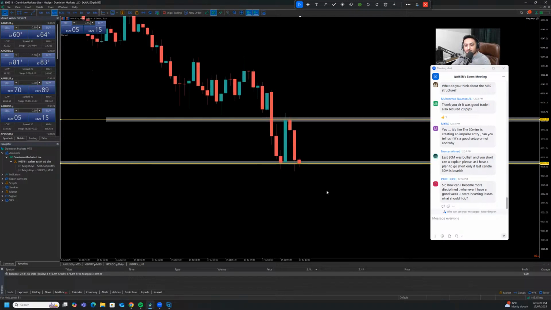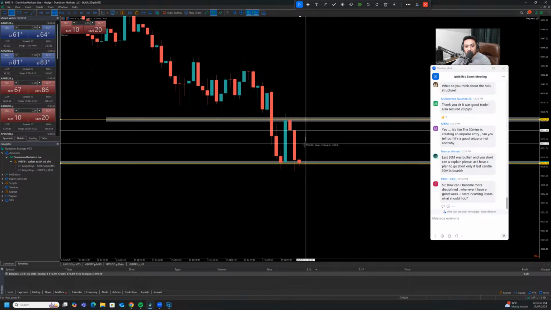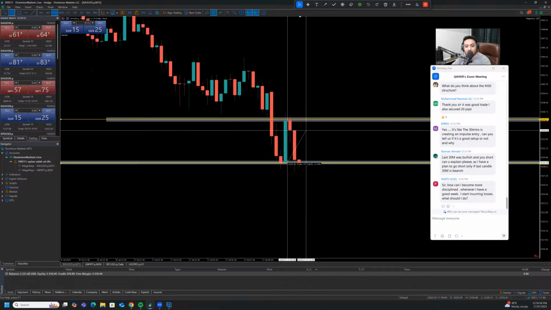Wow, look at this one now. Last 30 minute was bullish and you shorted. Can you explain please, as I have planned to go short only if the last 30 minute is bearish. Actually, it's clearly showing very strong volume even in the 30-minute time frame, so that's why I'm looking at the 50-minute time frame. It got some bearish candles, so I had a plan to go with the trend. It created a support, then it created a resistance. So here I took a sell. It was a beautiful tradable range as well, so I grabbed 26 pips. This was my plan and I executed my plan.